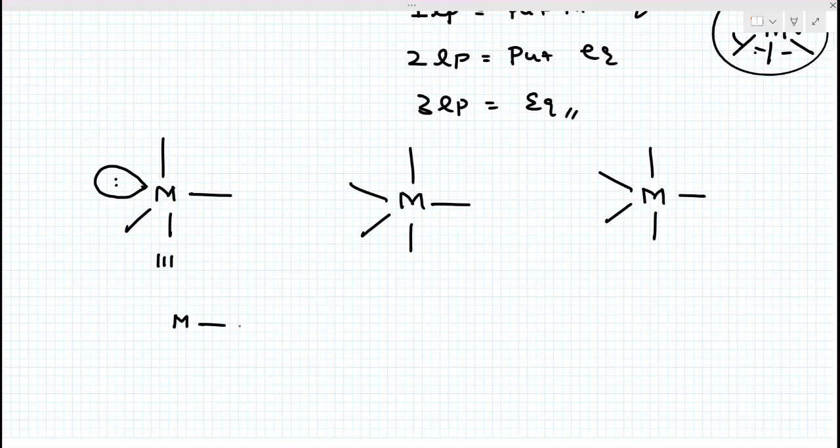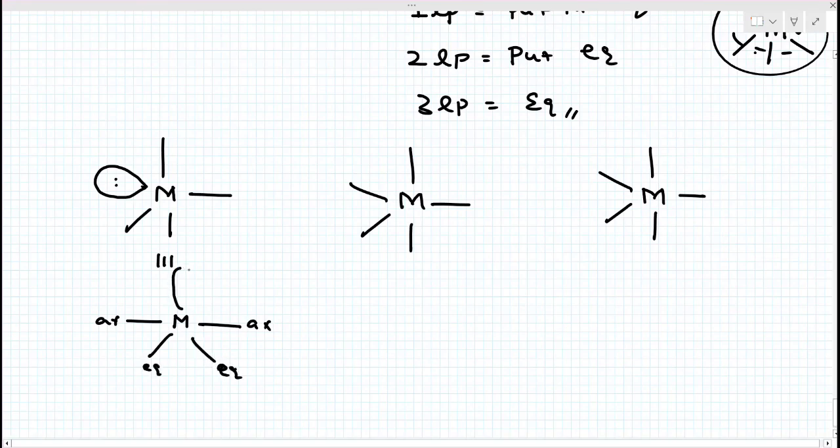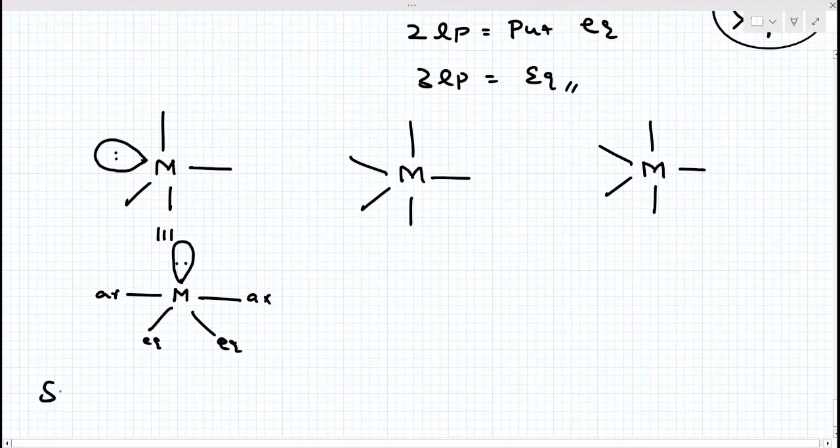Metal. This is an axial bond. This is axial. This is an equatorial bond, this is an equatorial bond, and this is the lone pair. You got the point. Therefore, this is the shape. The shape is like a seesaw.